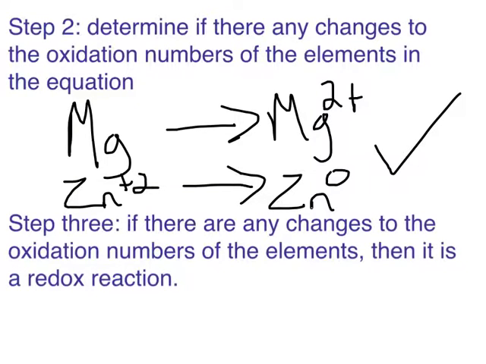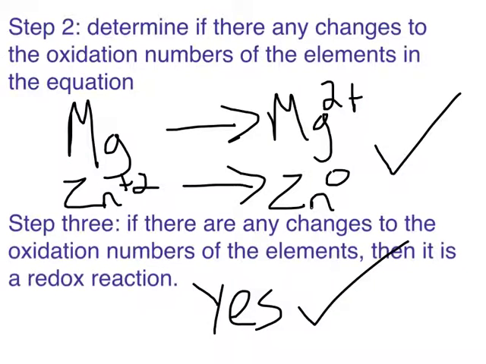Sometimes the answer will be no. Step 3, if there are any changes to the oxidation numbers of the elements, then it is a redox reaction. Yes. Okay, so if you go through every one of the elements in the equation, and there are no changes to the oxidation numbers of any of the elements, then guess what? It's not a redox reaction.